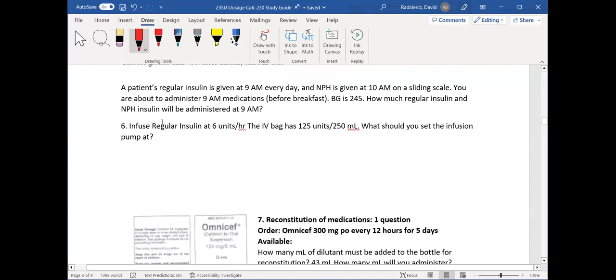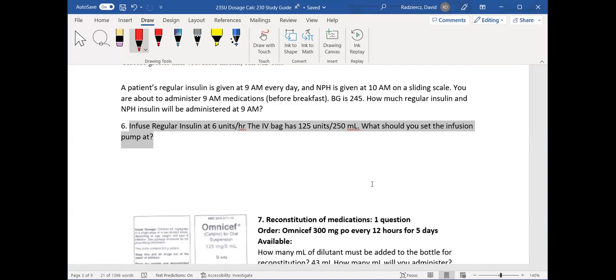Now, you might see an infusion question that might look something like this. Did you guys have infusion questions or flow rate questions last semester? Yes. Okay. So I just want to make sure it's not like a completely new concept.